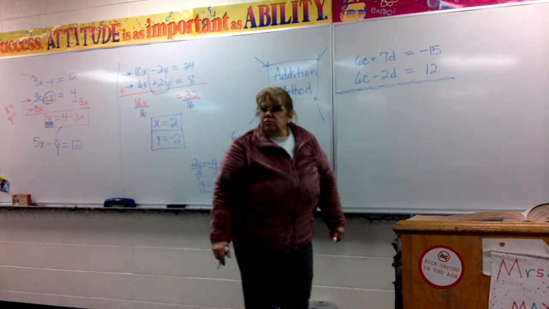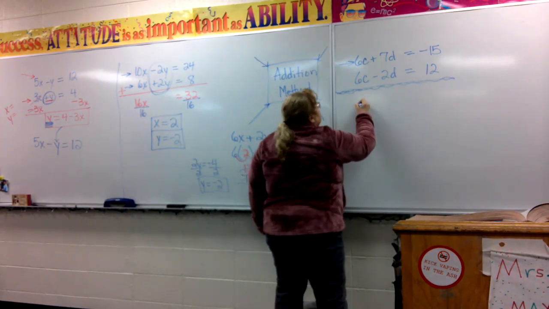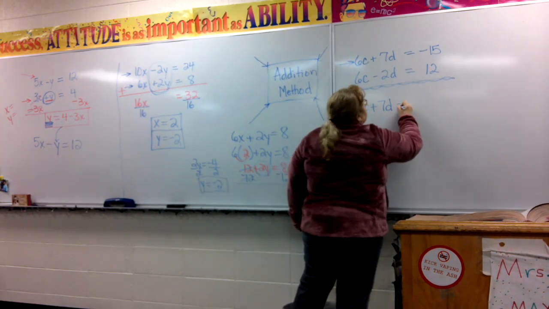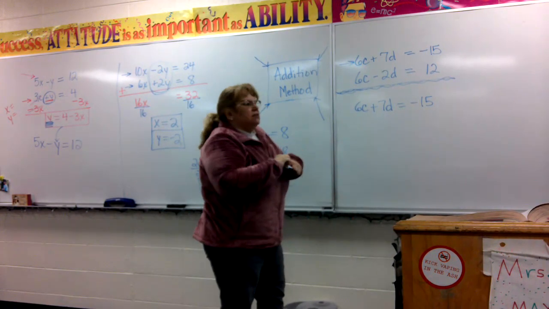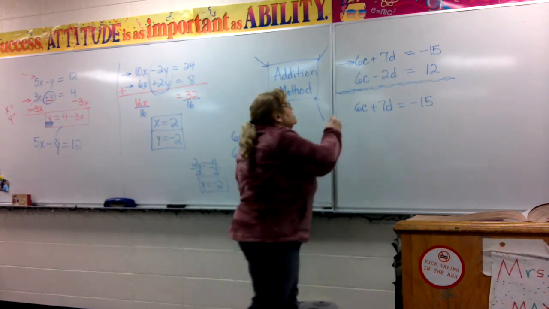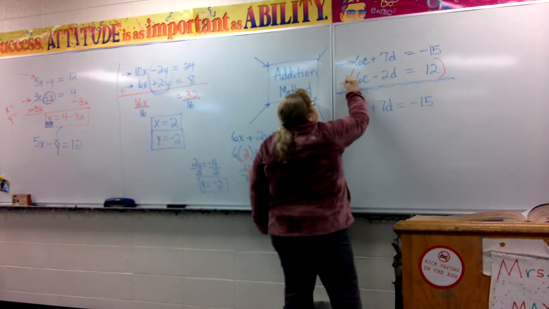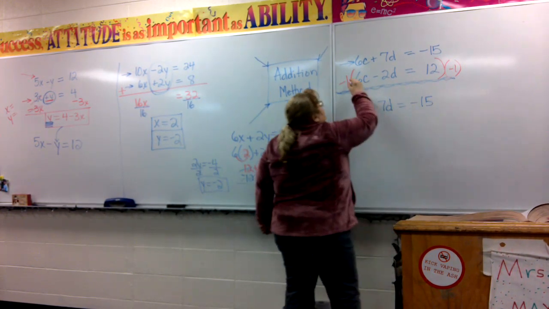I need one of those to be negative. So here's what I'm going to do. This one, I'm going to leave it alone. And it doesn't matter which one you choose. But that one I'm going to leave alone. And this one, if I don't have opposites, I'm going to multiply everything by -1.